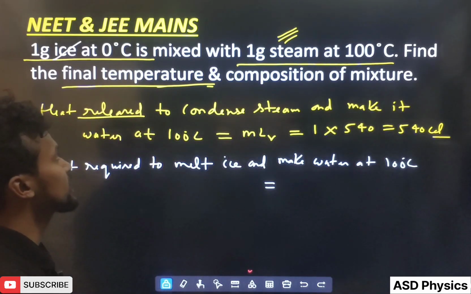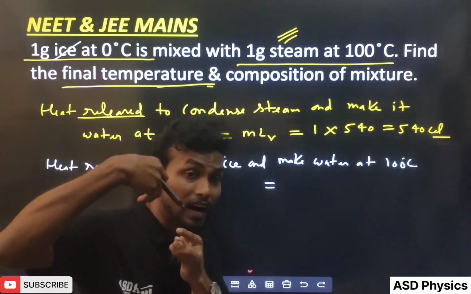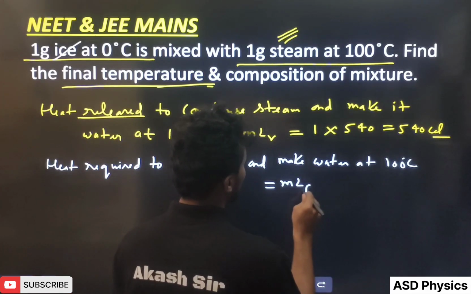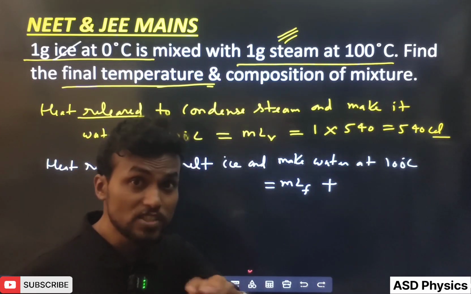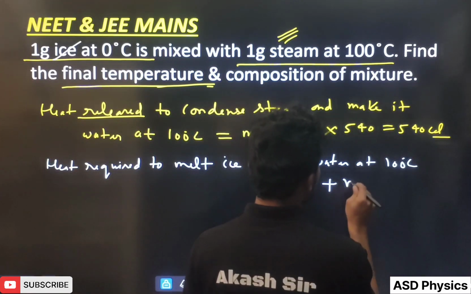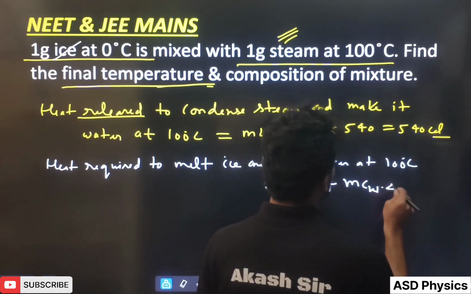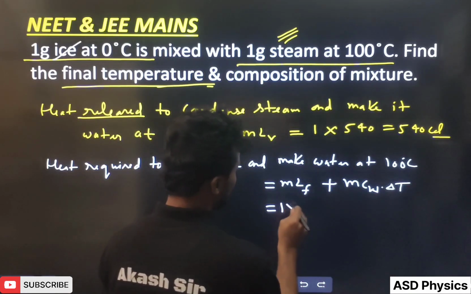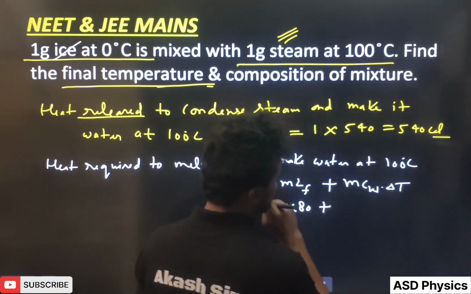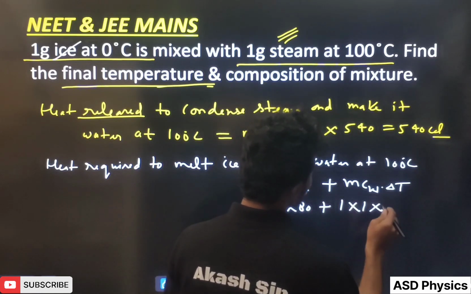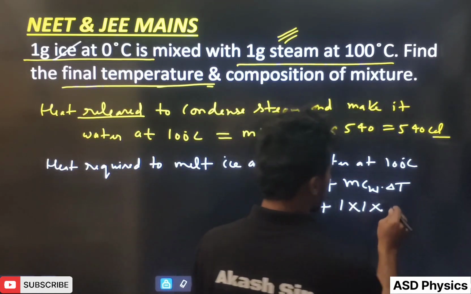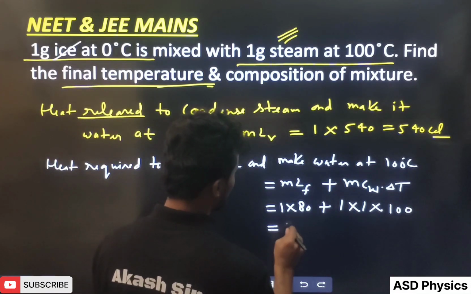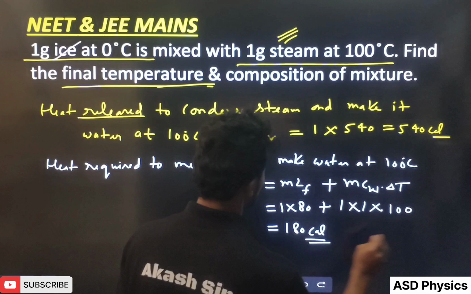Okay. So here what will happen? First it will become ice 0 to water 0. That means in this situation we have to use M into LF, plus water 0 to water 100. That means we have to use MC water delta T. Now mass is very easy, 1. So 1 into 80 plus 1 into 1 and change in temperature 0 to 100, that means 100. So if you check, students, you can see here 180 calorie, 180 calorie.